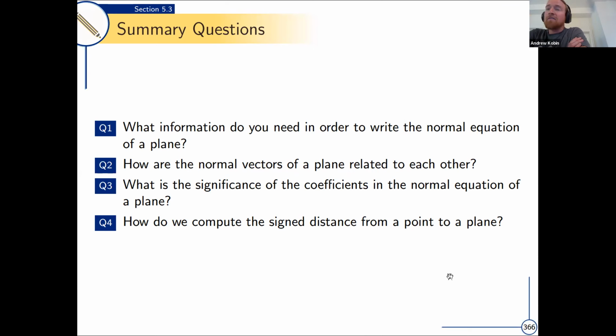How are the normal vectors of a plane all related to each other? For a single plane, we have infinitely many normal vectors, and there's a certain way that they relate to each other. Next, if we write down a normal equation of a plane, what's the significance of the coefficients in this normal equation? And finally, how do we compute the signed distance and ultimately the true distance between a point and a plane?